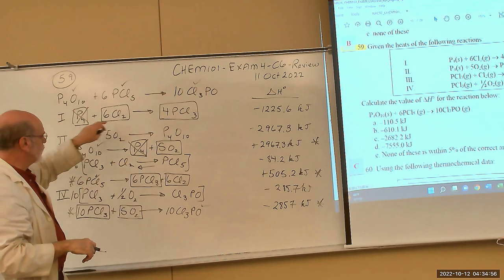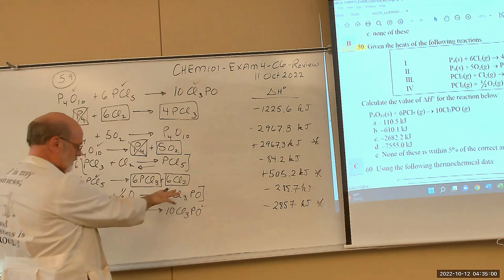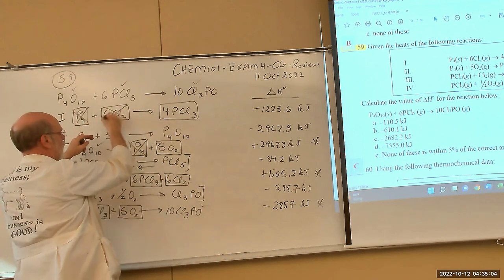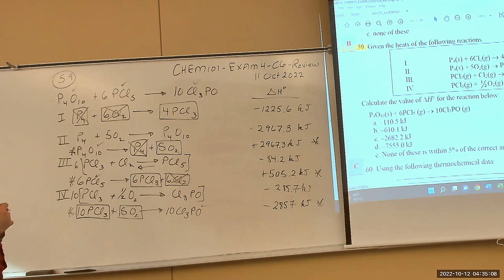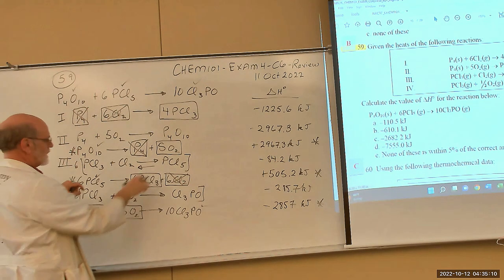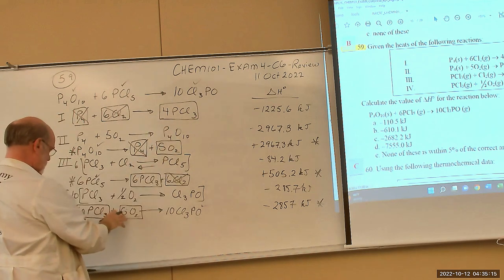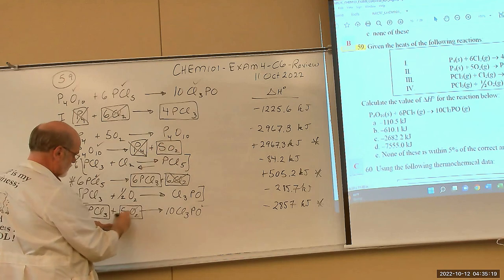How about chlorine? Here's a chlorine. Don't find it anywhere else but there. This is on the right. That's on the left. That one cancels. Okay. How about oxygen? There's 5 oxygen here, and 5 oxygen here. On the left, 5 oxygen. On the right, 5 oxygen.